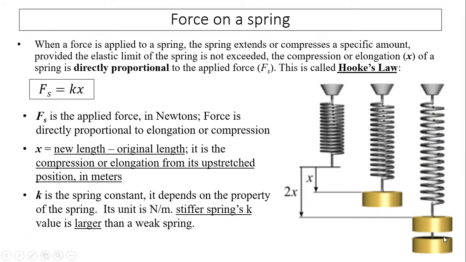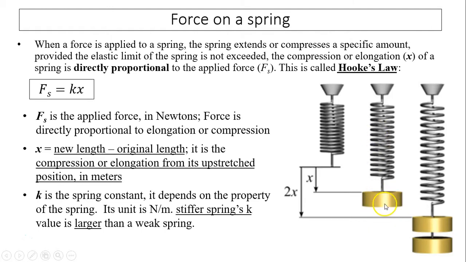Force on a spring. When a force is applied to a spring, the spring extends or compresses a specific amount, provided the elastic limit of the spring is not exceeded. The compression or elongation of the spring is directly proportional to the applied force. This is called Hooke's law. Fs equals Kx. Here is the graph.